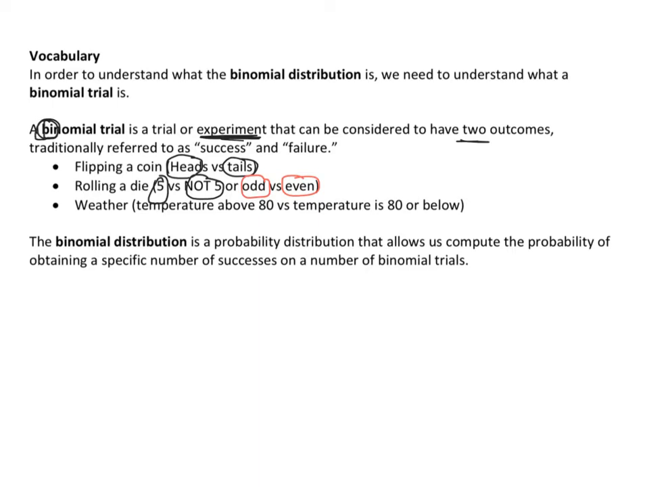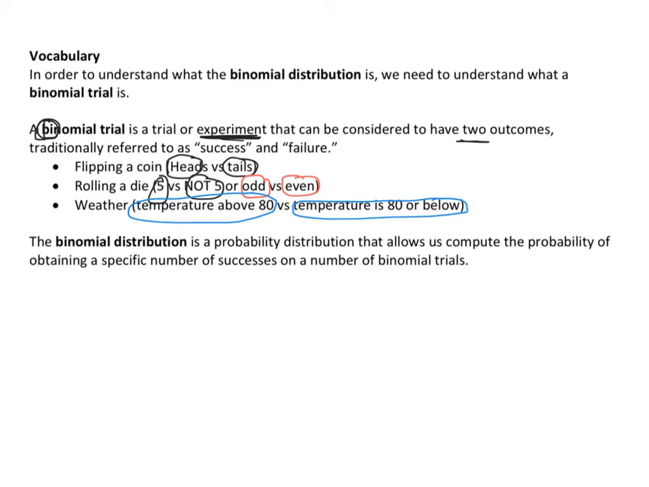The last little mini example that I have here is the idea of the weather. The weather could be a binomial trial. If you go out and measure the high temperature for the day, you could think about the temperature being above 80 versus the temperature being 80 or below, where you could take a large thing and break it down to two cases.